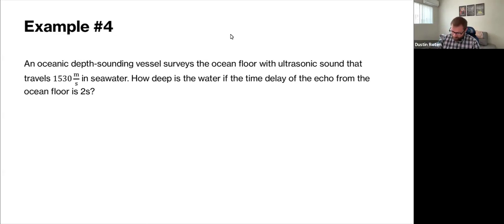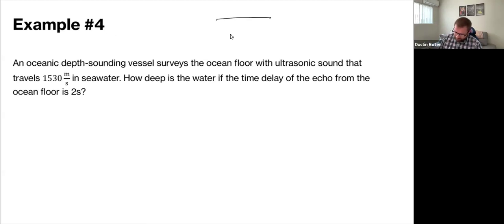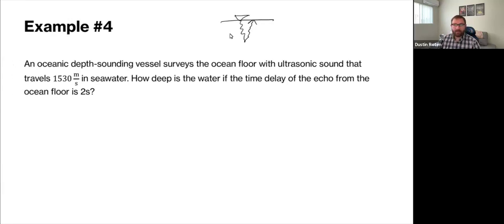Okay, so we all know what an echo is. We have a situation where you have a boat. You have sound going down and coming back up. Okay. Now here's the trick to this question. We want to know the depth of the water, but you have to remember that we're listening for the echo to come back after it's bounced off the sea floor.